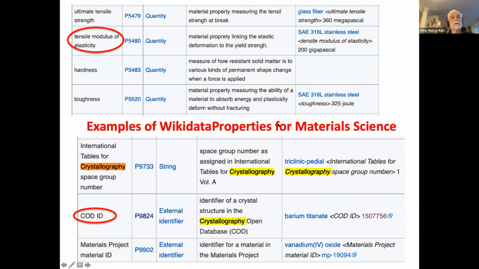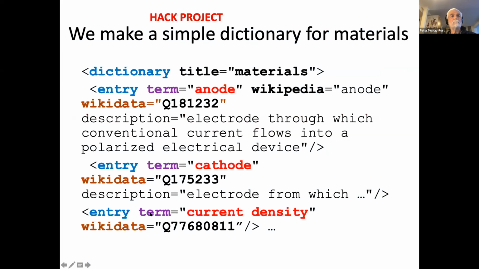There's a huge amount in Wikidata. There's not enough in materials science at the moment, but here are some examples. Modulus of elasticity, P5480, and here, a shout out to the Crystallography Open Database who are with us here, is an identifier for structures in that database.